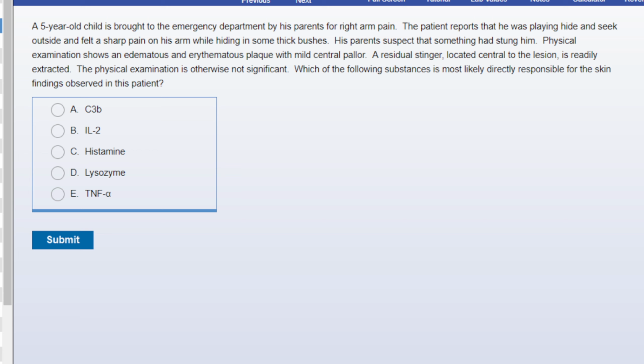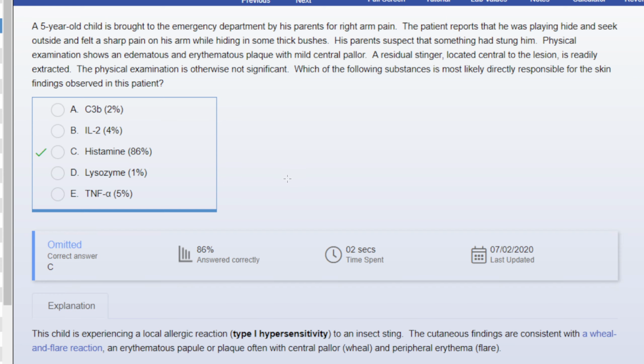Which of the following substances is most likely directly responsible for the skin finding observed in this patient? So the skin is erythematous, like inflamed. So definitely something is stinging, some insect. So what is the answer? Histamine sounds good. Let's see. Yeah, histamine. So let's read.